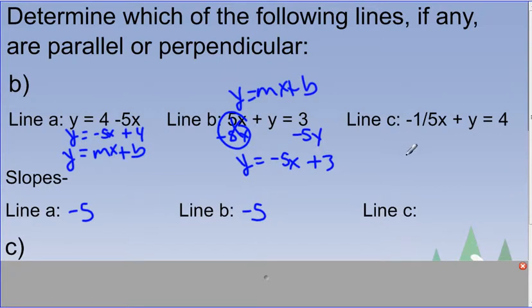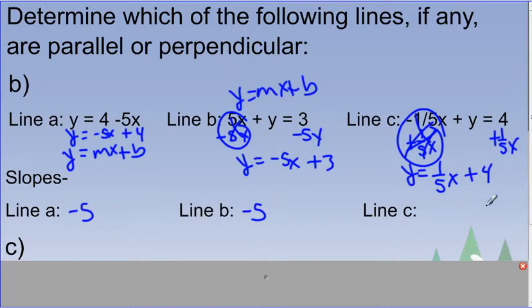And let's do letter C. Again, we want it to look like this. We have to get rid of this x term so we get the y variable by itself. If we add 1/5 x to both sides, this is gone, and y equals a positive 1/5 x plus 4. And so the slope here would be this 1/5.